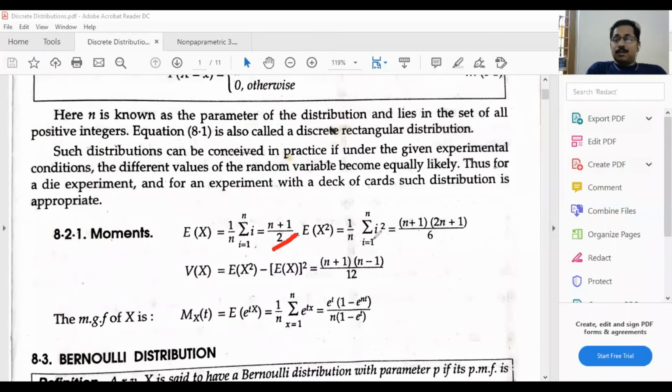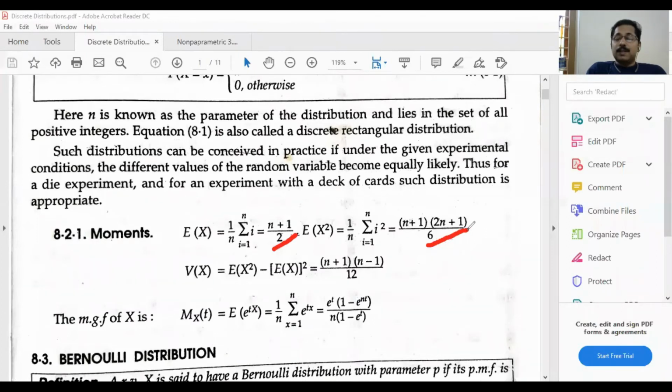P of xi is constant, it is 1 by n, you take 1 by n outside, then it is summation over i is 1 to n i square. That means summation of square terms of first n natural numbers, that is n into n plus 1 into 2n plus 1 by 6. Here this n can be cancelled, so that expression you will get like this, n plus 1 into 2n plus 1 by 6.